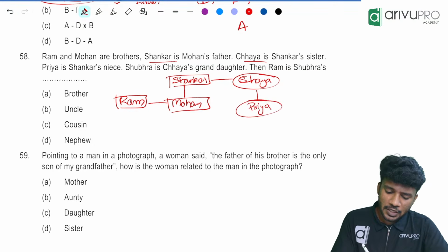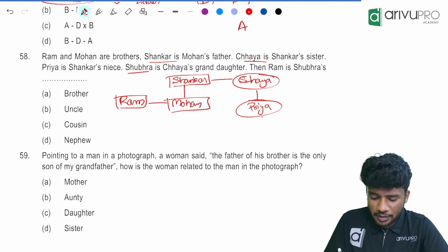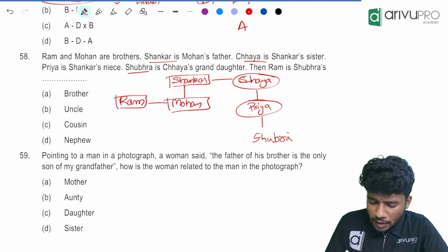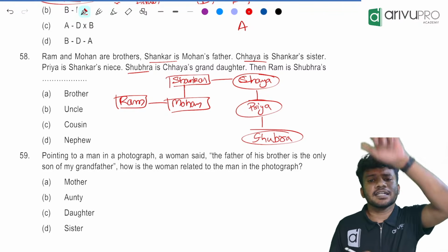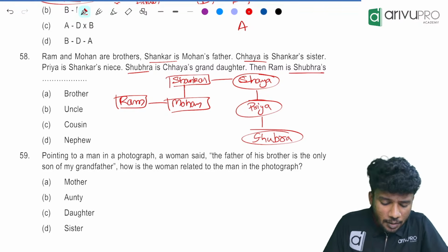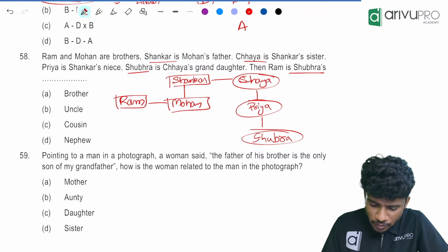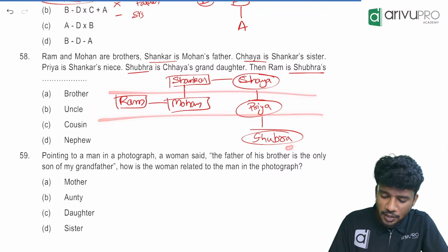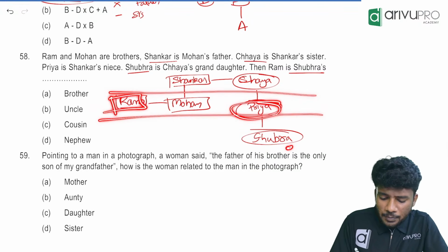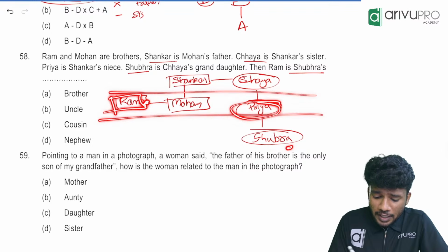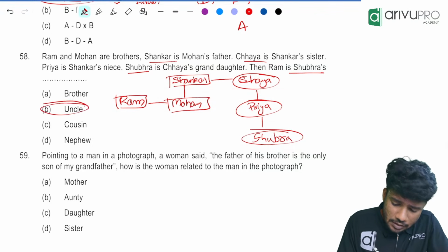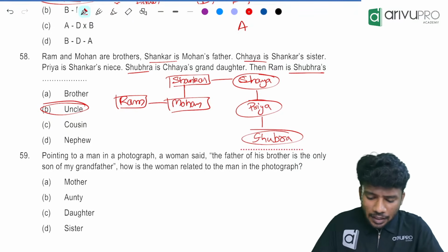Put in a circle. Then Shubhra is Chaya's granddaughter. That means Priya is having a daughter called as what? Shubhra, and she is a female. Put inside a circle. Now the question is, Ram is Shubhra's what? Look over here, the first generation, second generation, third generation. Now Ram is Priya's cousin brother. So Shubhra can call that Ram as what? Ram will be the uncle. Okay, Ram is Shubhra's uncle.